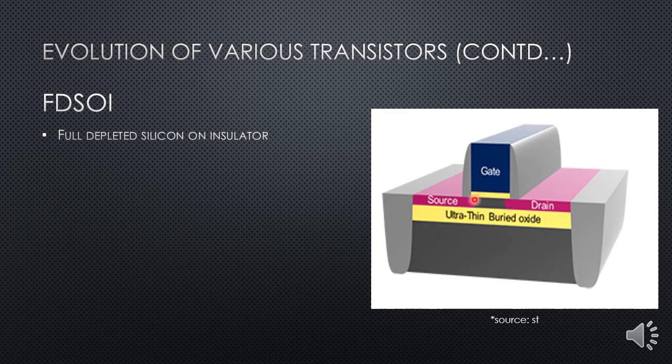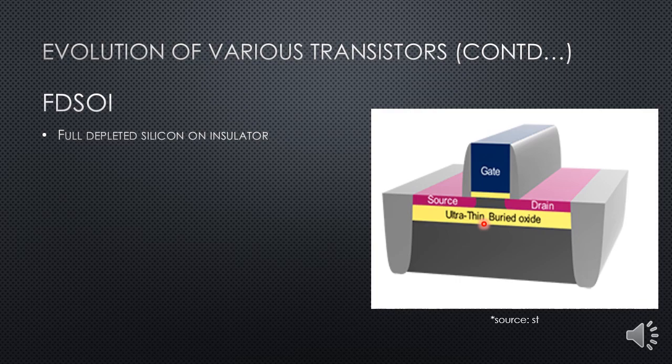The channel which we have here is very thin. When you compare to planar CMOS, the channel present here is very thin. And as the channel is very thin, we don't even need to add any kind of doping to the channel, and that's why we call it fully depleted.